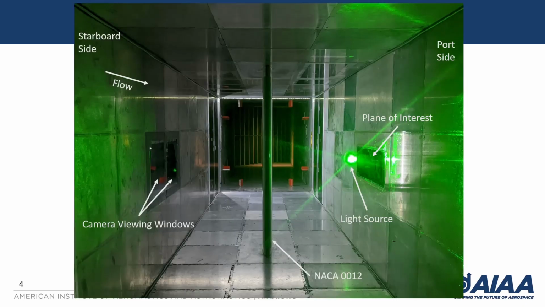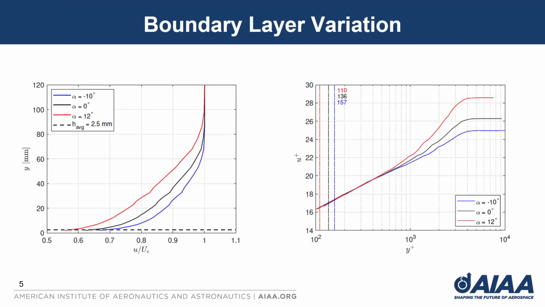A picture of an experimental condition is shown in this slide. The port side is on the right-hand side, while the starboard side is on the left-hand side. The NACA 0012 is mounted in the middle. The change of the angle of attack of this airfoil varied the pressure gradients in the measurement location. The model thickness increased as we moved from the -10, which is pitching towards the measurement plane, to 12 degrees, which is pitching away from the measurement location.